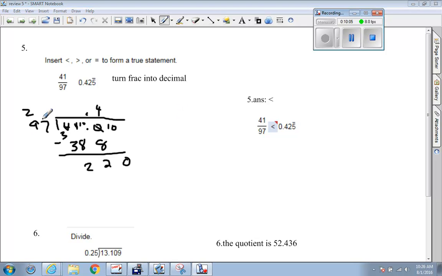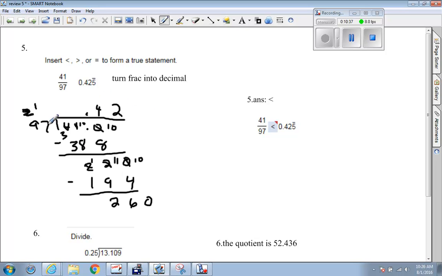Now we say, okay, 97 into 220, maybe about twice. 2 times 7, 14, carry the 1. 2 times 9, 18, plus 1, 19. Draw the line and subtract. And we do some borrowing here. You can bring down a trailing 0. Continue this until you get that decimal by decimal comparison.